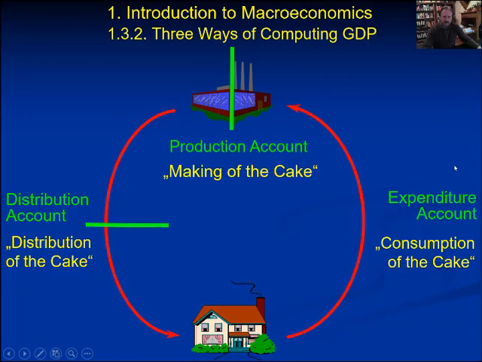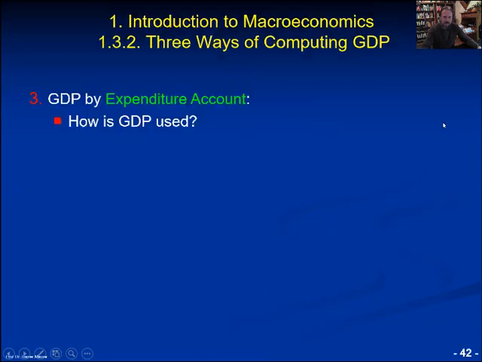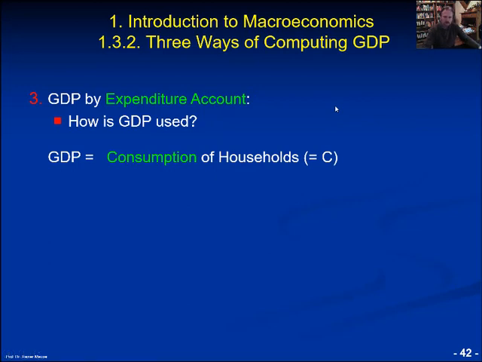Okay, so the next account we have a closer look at is the expenditure account, the way the cake is consumed. Here we calculate GDP according to the following components. The largest component is consumption of households. We follow the usual textbook convention and use in the following chapters capital letter C as a shortcut for consumption of households. The next shortcut is government consumption, the part of GDP that is used by the government. The shortcut here is capital letter G.